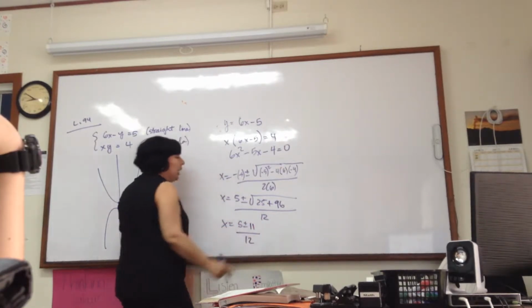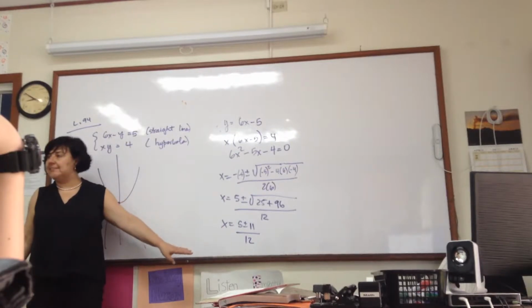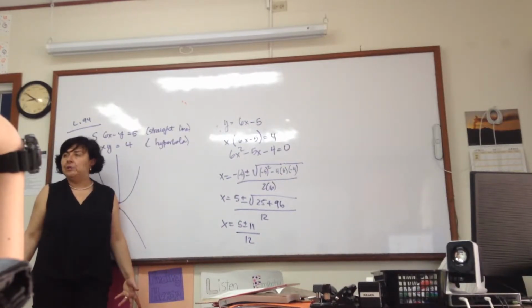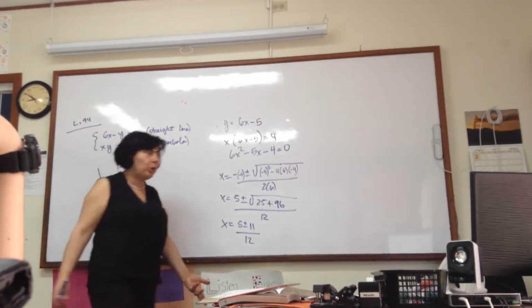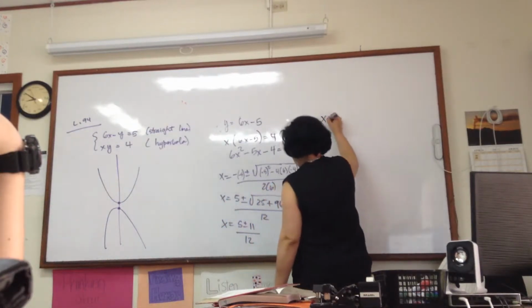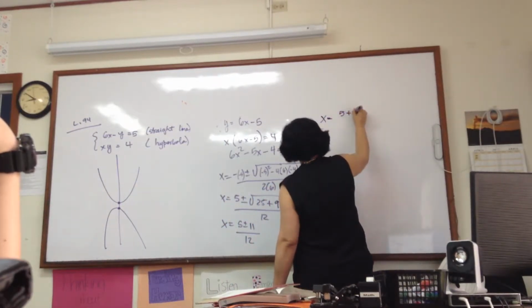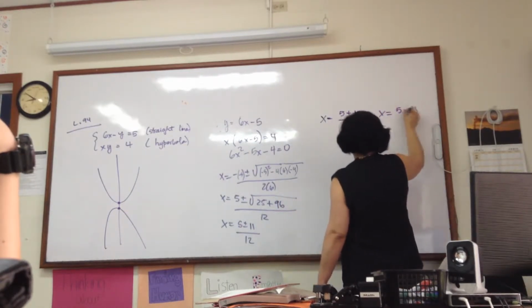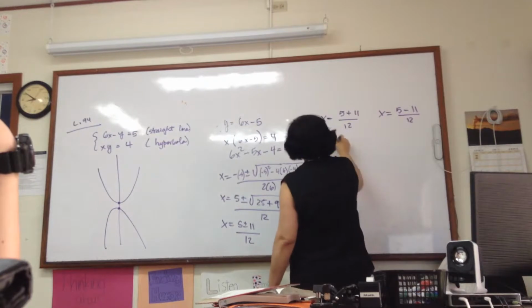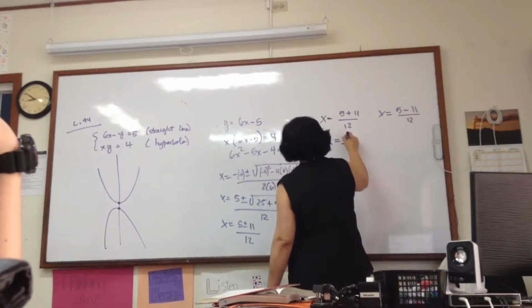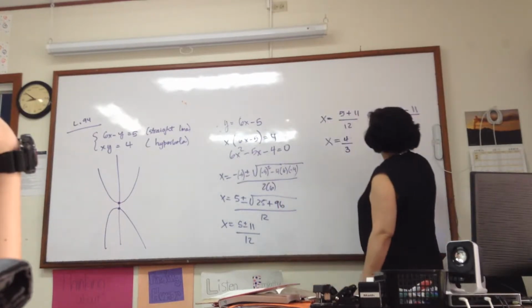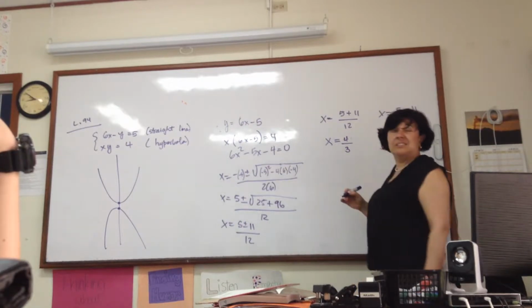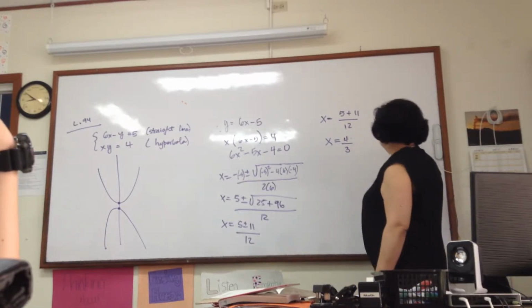Now, a lot of you left it like this on the test. No, keep going. You can get two numbers right here, and it's easier to work with. So x equals 5 plus 11 divided by 12, and x equals 5 minus 11 divided by 12. x equals 16 divided by 12, that's 4/3. And x equals minus 6 over 12, minus one half.